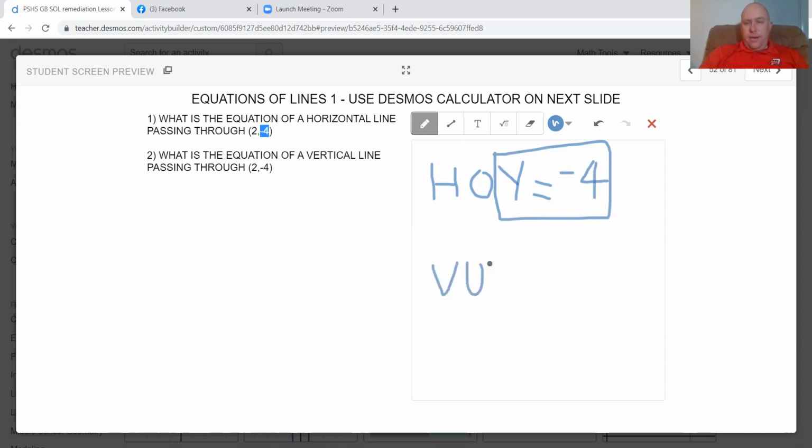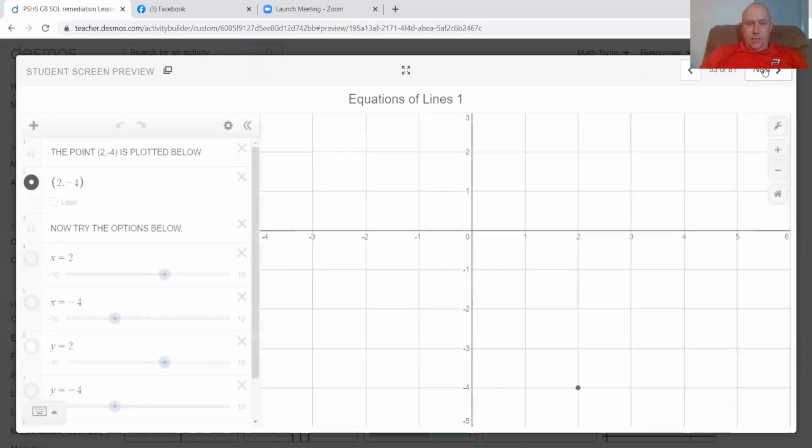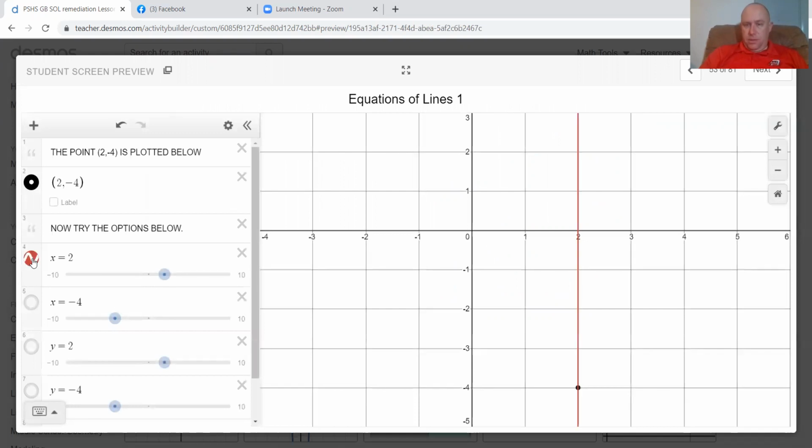And for the vertical line, you'd use VUX, because that begins with the V. And look this time for the x value, which is the first one, which is 2. If you were given multiple choice answers, something like this, you could possibly just click on each one as well. The first one said horizontal, so I know that's not good.